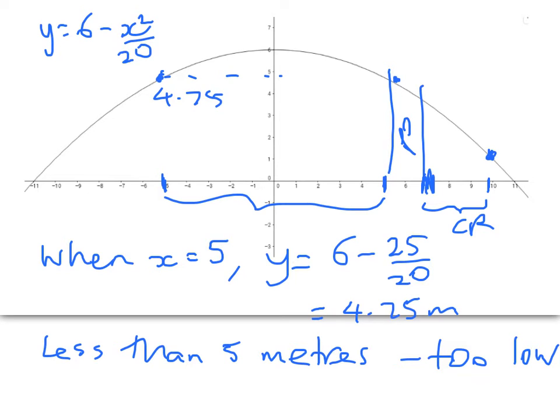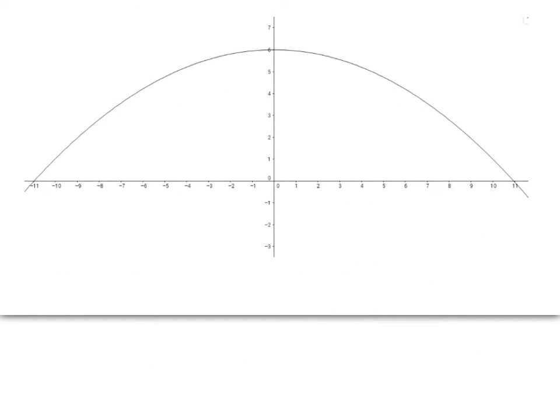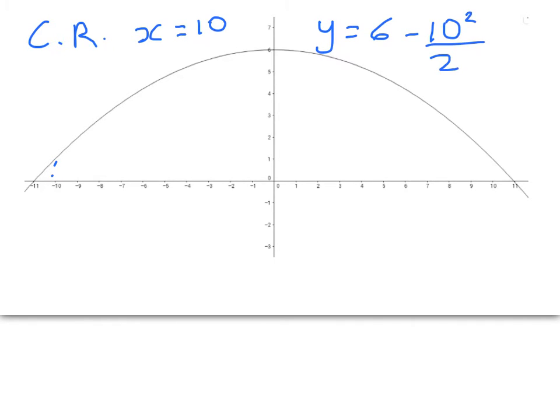I'll do that on a new slide. So I'll just put CR for changing rooms. So at the lowest point of the changing rooms, we're going to have x equals 10. We'll have negative 10 on the other side, but don't worry about that. And we get y equals 6 minus 10 squared over 20. So that's equal to 6 minus 100 over 20, which is 5. So y is equal to 1 metre. Right, and that's too short. That's less than 2.5 metres high.